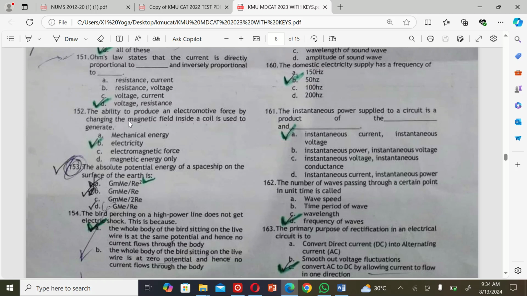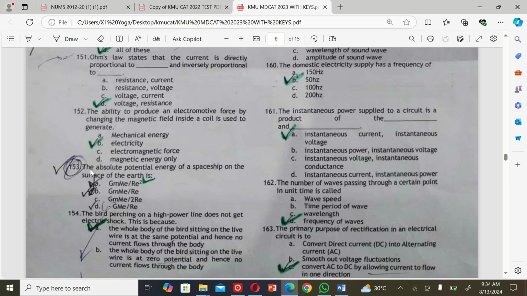The next MCQ is: the ability to produce an electromotive force by changing the magnetic field inside a coil is used to generate A, mechanical energy; B, electricity; C, electromagnetic force; and D, magnetic energy only. So the correct option is B, electricity.